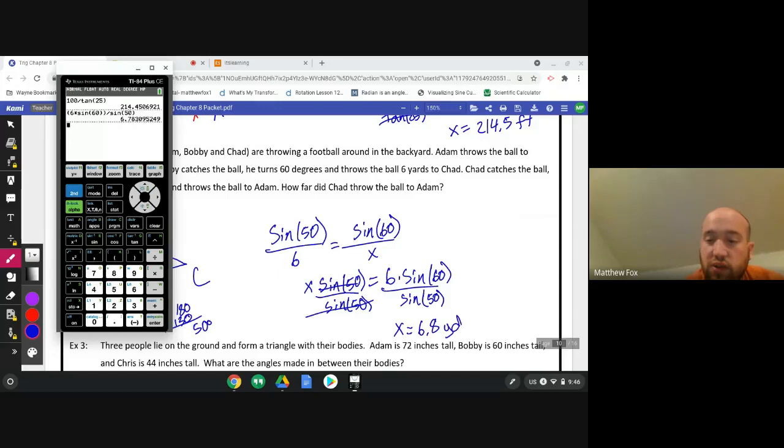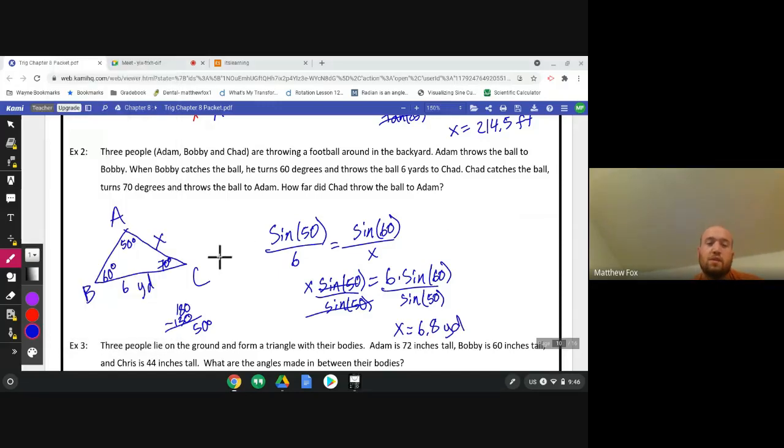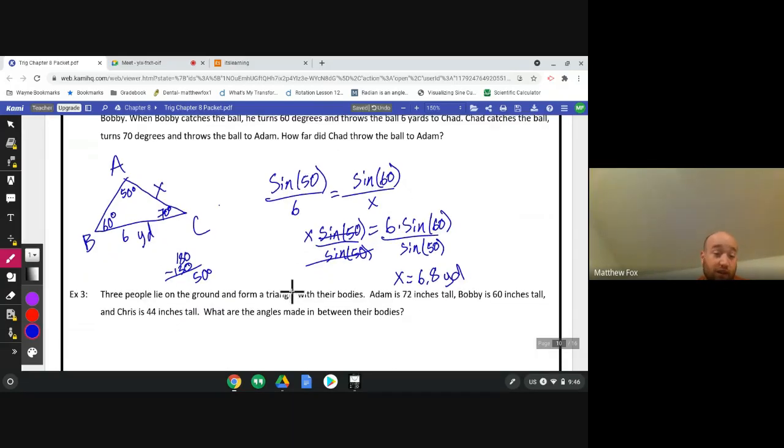Now, if you ever want to check yourself, let's think, does that make sense? So 6 yards was across from the smallest angle. 50 is the smallest of the 3 angles. So we know that this will be the smallest side. So 6.8 yards, that is a little bit bigger, which hopefully makes sense. 50 to 60, 6 to 6.8, it's about the same proportionally. So it's believable, okay? And in fact, it is the same proportionally, if we would figure that out.